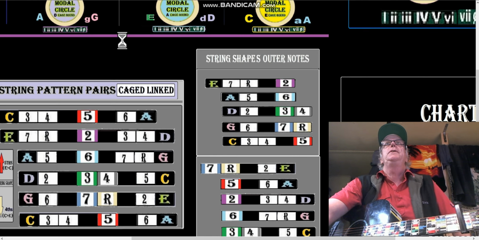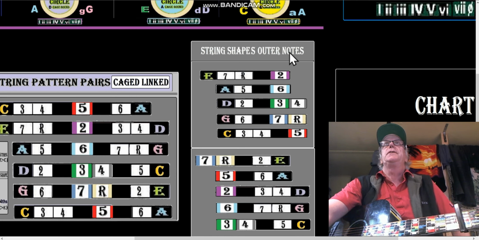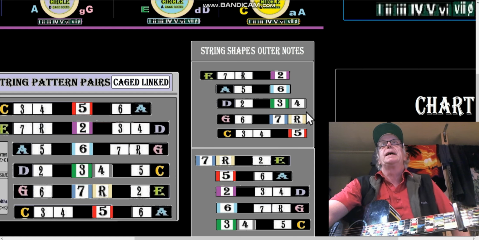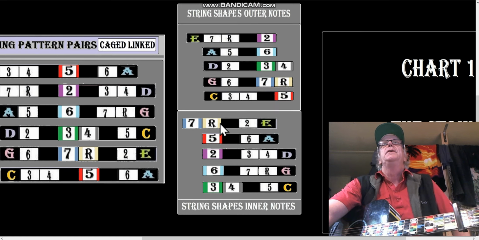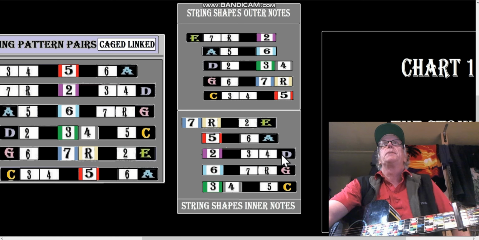Now you can fit these together. These are the outer notes, the 2, the 6, the 3, and the 4. That's a gray bar, so that's a note of interest. 7 and root, and the 5. Those are the outer notes. This could be looked at kind of as a C stack. This is also a C stack, but now we're looking at the inner notes. So the 7 and the root are the inner notes in the E shape. Remember, the outer note in the E shape is the 2.